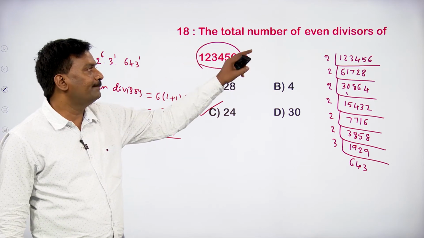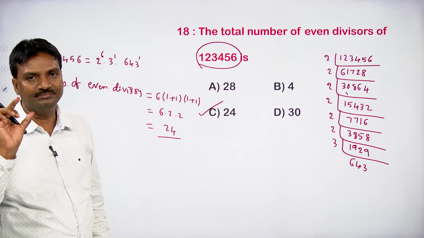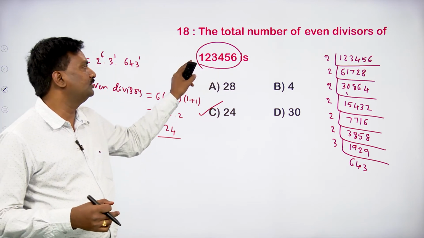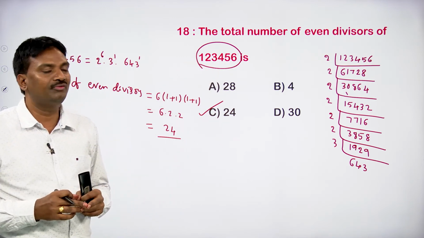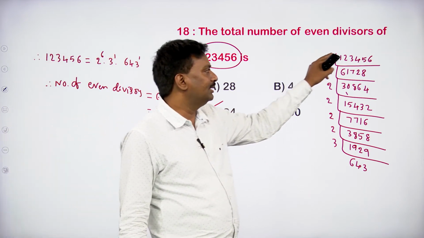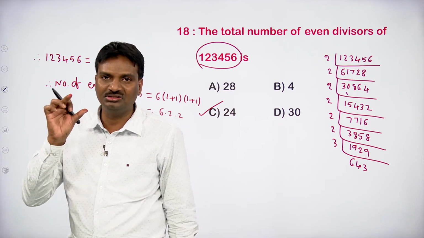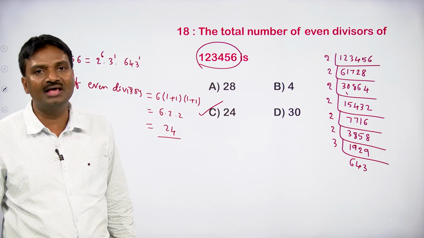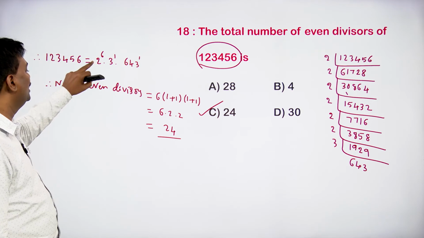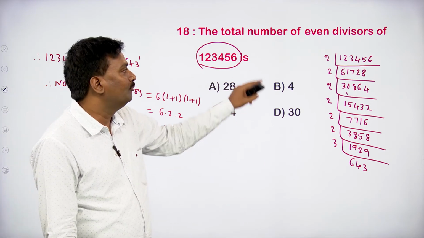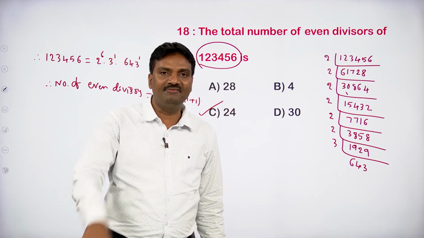So the total number of even divisors only, the total number of even divisors of 1, 2, 3, 4, 5, 6. By taking the LCM of 1, 2, 3, 4, 5, 6, we have gotten like this. So we can express it as the product of prime numbers like this: 2 power 6 into 3 power 1 into 5 power 1. We have to find the number of even divisors only.